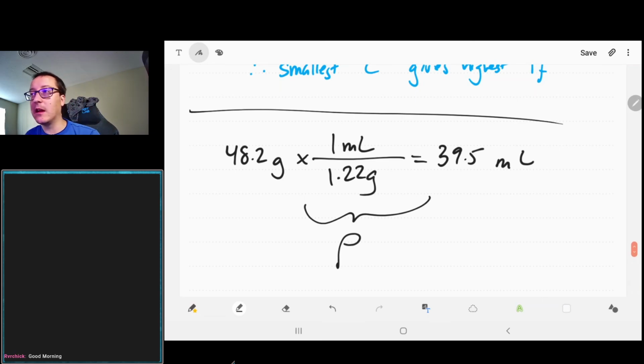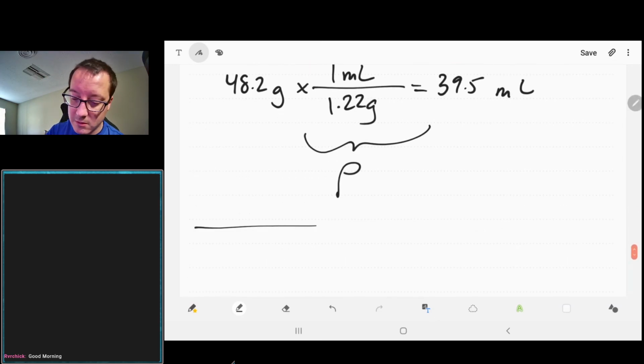Here's your density right here. If you wanted, you could use the formula, but it's just easier to use it as a conversion factor because you just have to set it up so grams cancel out and mLs are left over, and that's what we do. Jet fuel has the same type of question here. We have another density one.